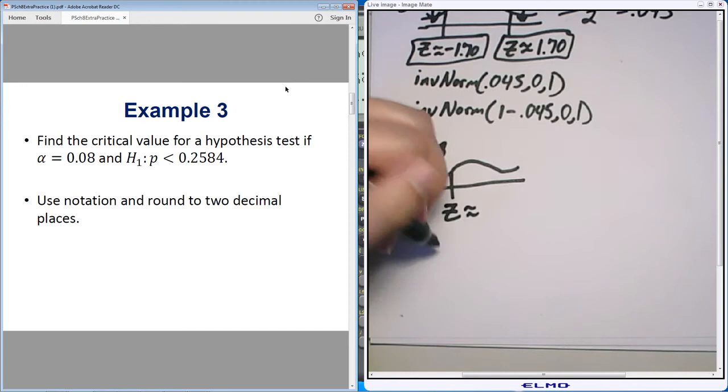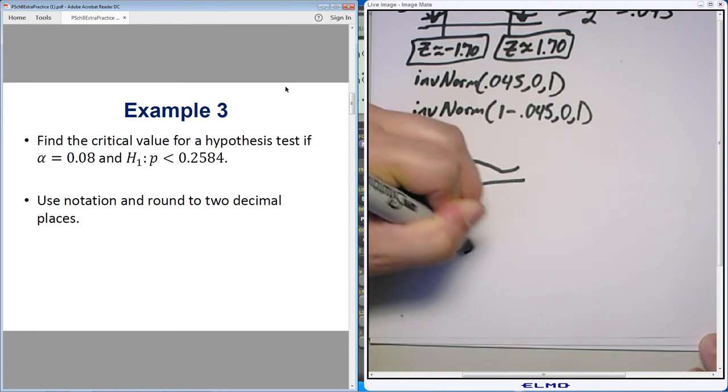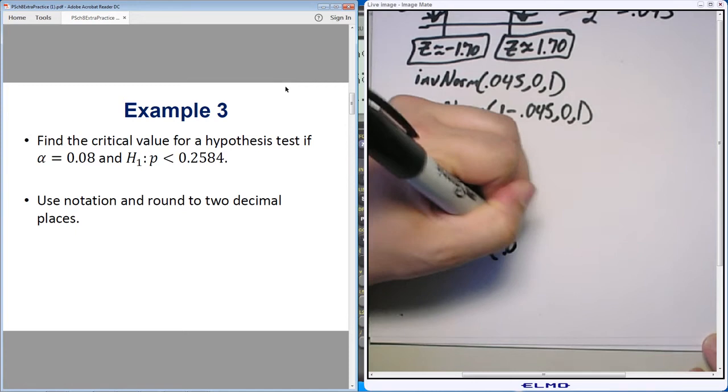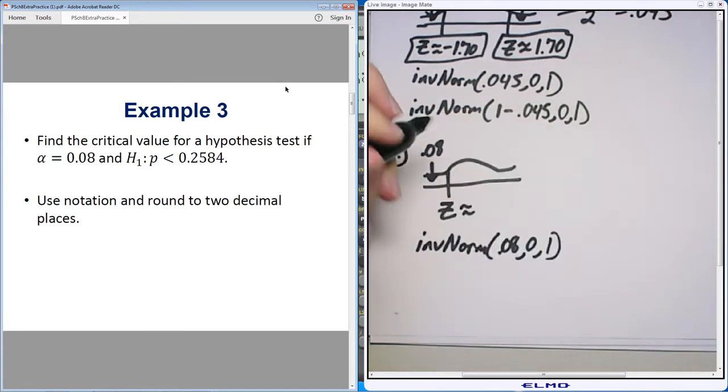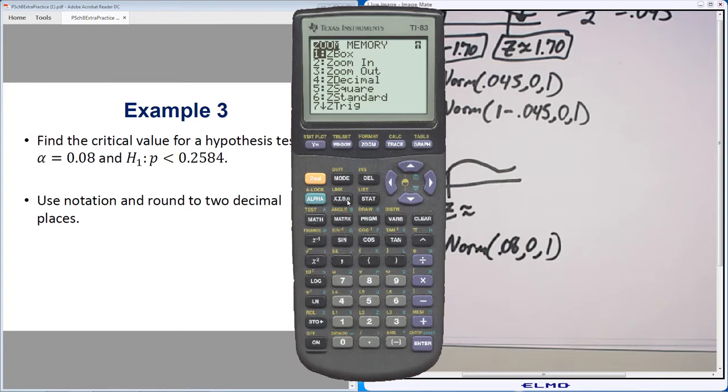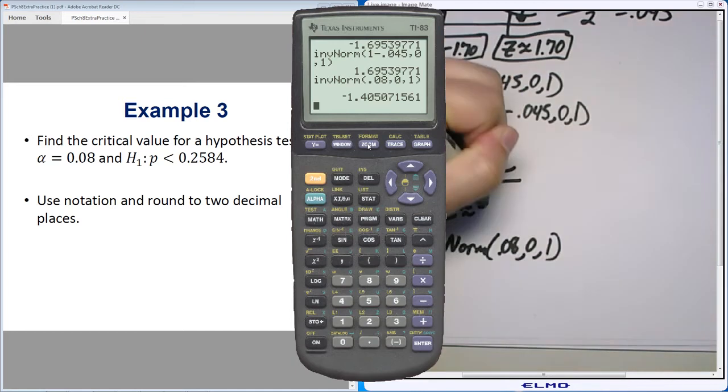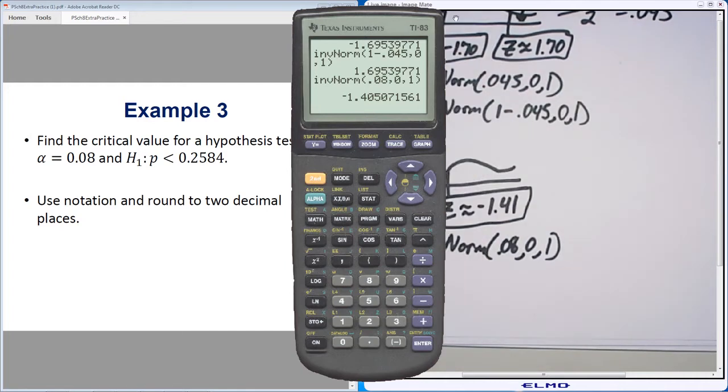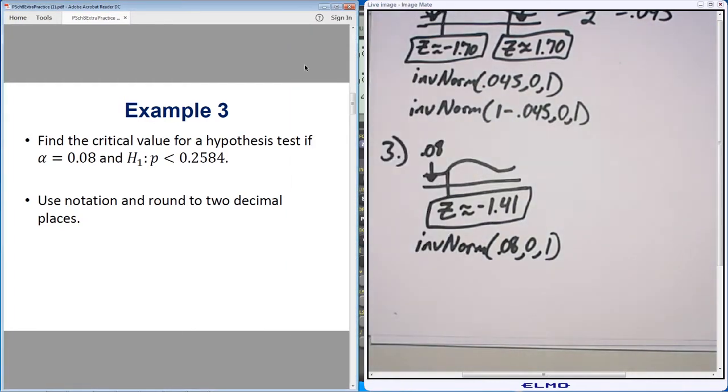Next step, use my calculator, inverse norm, area to the left, 0.08, 0 and 1. And I get my answer, negative 1.41. That's number 3.